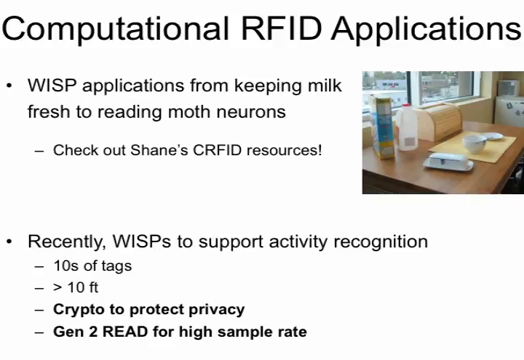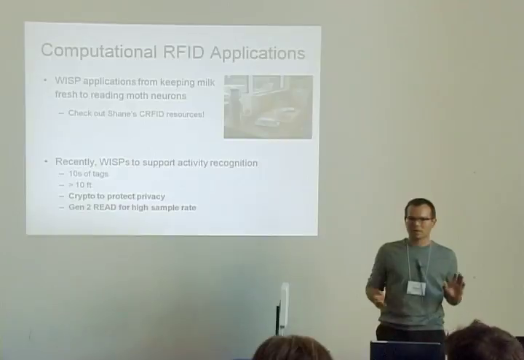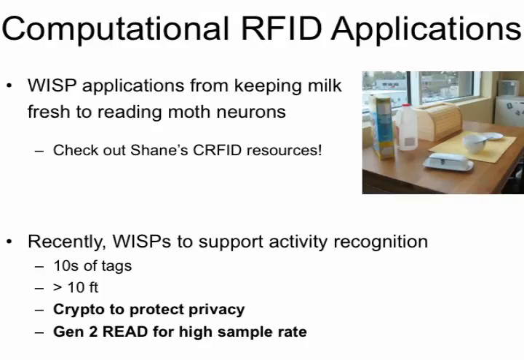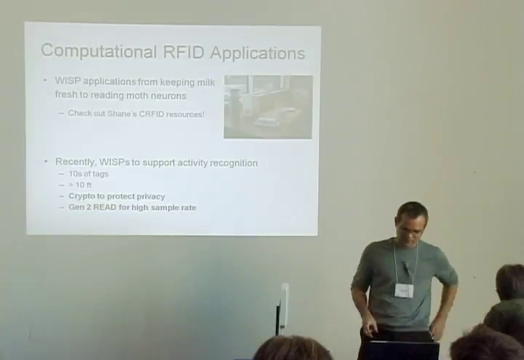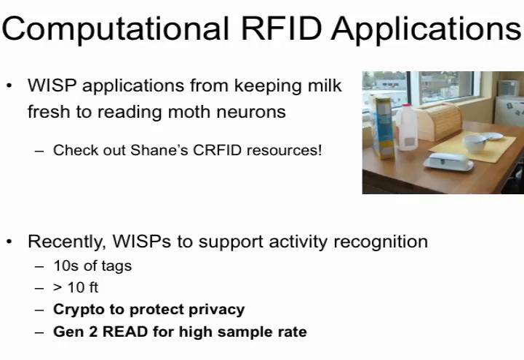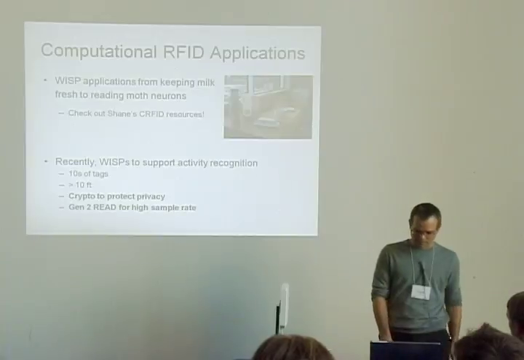What we've been looking at recently is activity recognition, which I talked about really briefly at the Minutes of Madness. But what makes this application a little bit different is that we're using tens of tags at greater than 10 feet. We had some pretty good results, but what we want to add to that is crypto, so that someone can't stand outside and figure out what someone is doing by having a reader outside the house. And second, we want to increase the sample rate from 1 sample per second to closer to 10. But to do that, we need to use the Gen2 read command so that we can get rid of some of that MAC overhead.